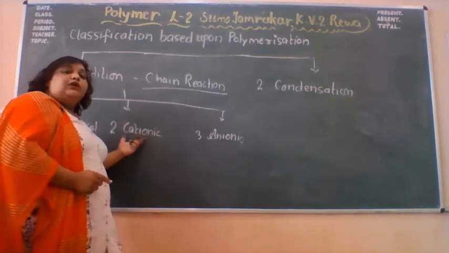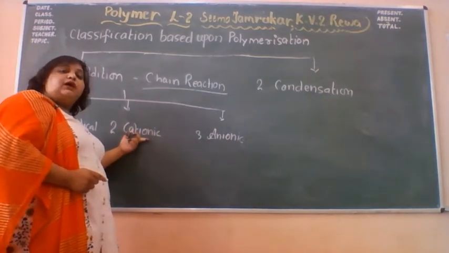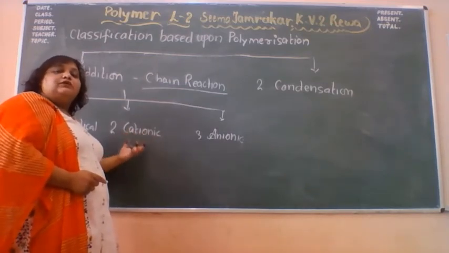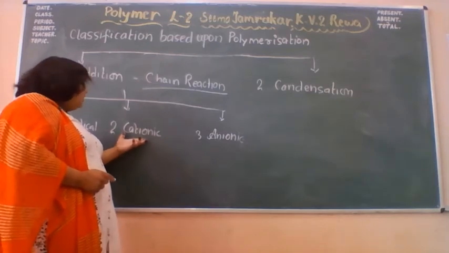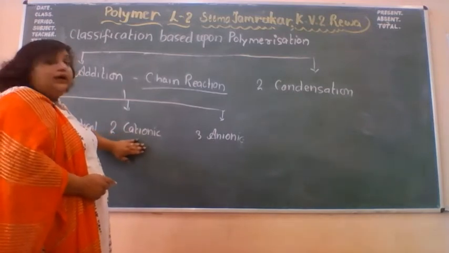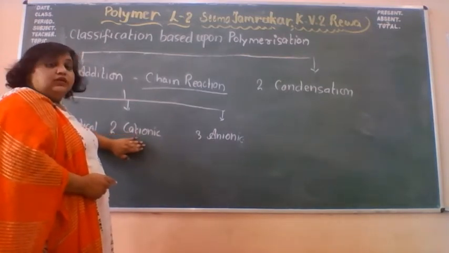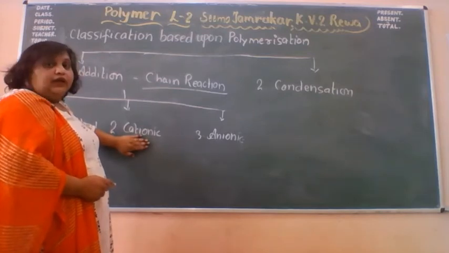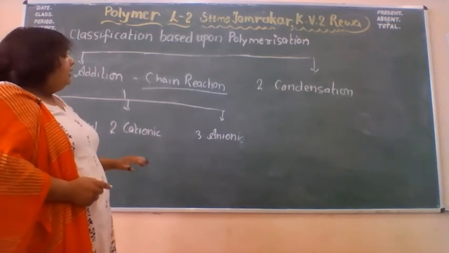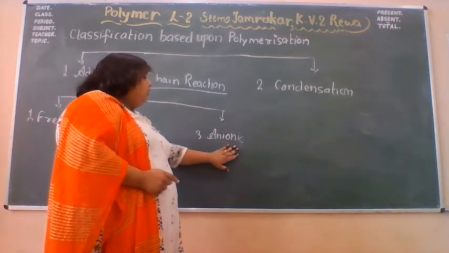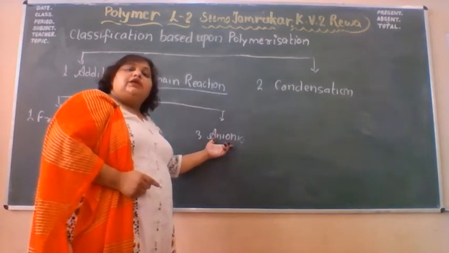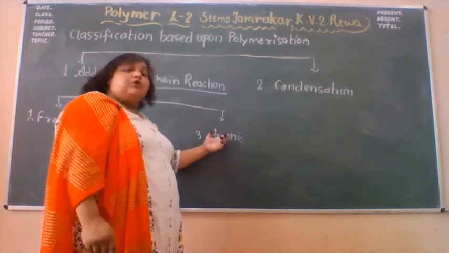The cationic: whenever the initiation takes place by the cation, the cation means the positive unit where the carbon is bearing the positive charge. So whenever the reaction gets initiated by a cation, this is called the cationic addition polymer. Anionic addition polymer: the initiator is the anion, the ion bearing the negative charge. At that time this will be called anionic.